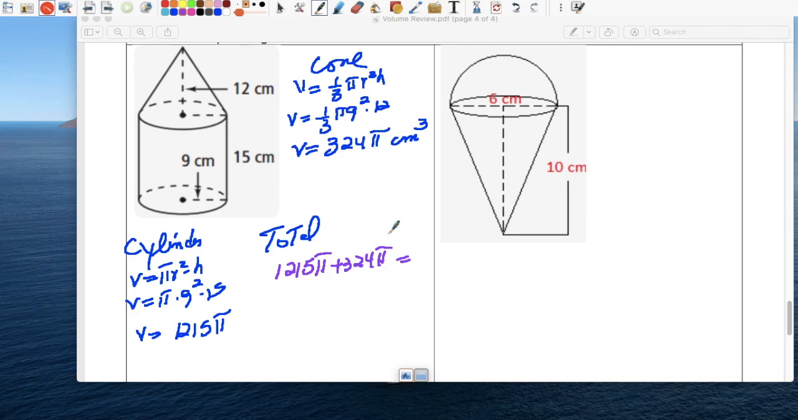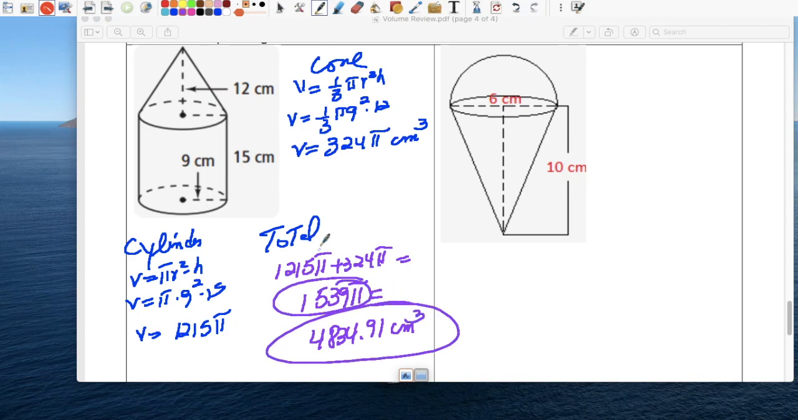If you add that, you get 1,215 plus 324 pi gives you 1,539 pi. And then here is a step where, if they ask you, you would change that and actually multiply it out. And you get 4,834.91 centimeters cubed. So two answers, either in terms of pi or to the nearest hundredth.